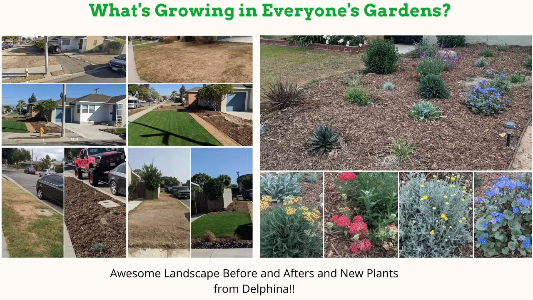So on the right, we've got some beautiful new plantings, and we don't know exactly what everything is. She listed so many cool new plants that she added to her garden. Forgive us, we're not quite sure what all of these are. Those are the yarrow. We definitely see a yellow and a red yarrow in the bottom left and middle left there. And I think Delphina, you mentioned in your email that you added some native Californian plants too, which is super awesome. I love that.